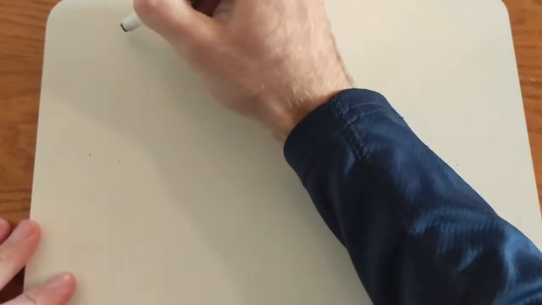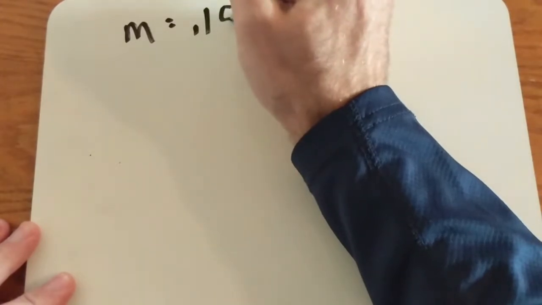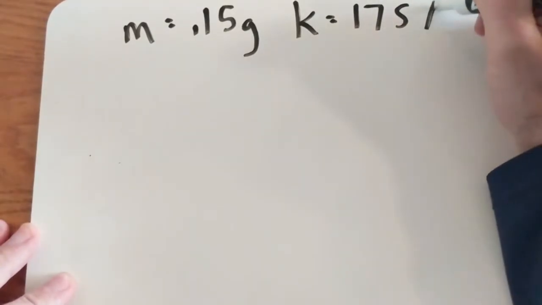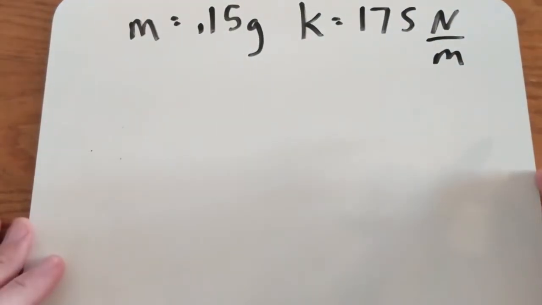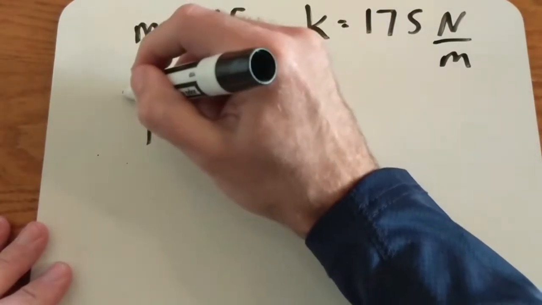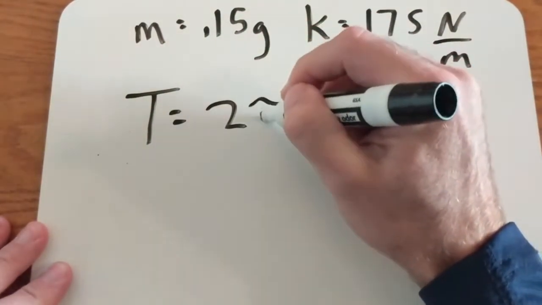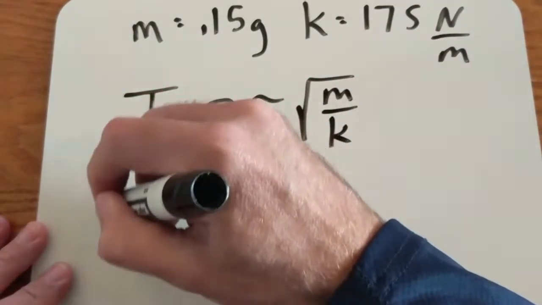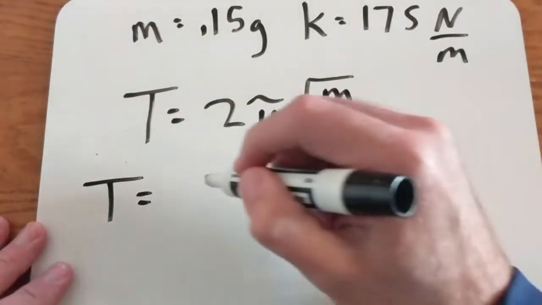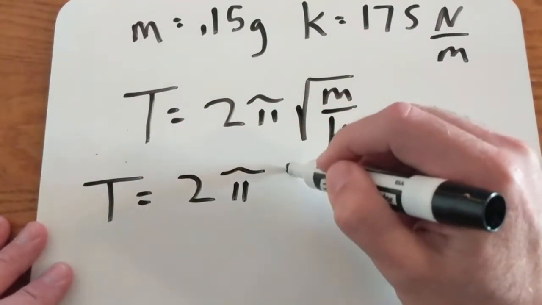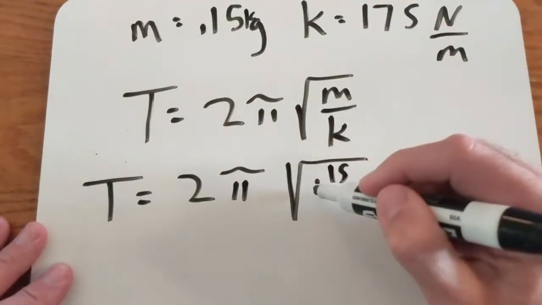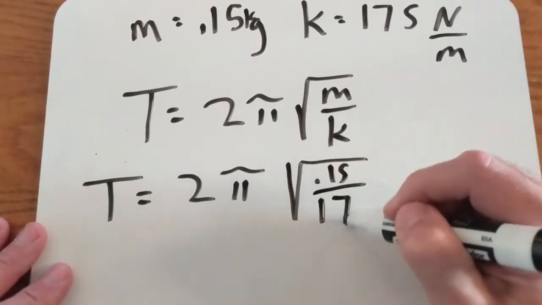Okay, so we see what the problem is giving us, and we'll write that down quickly. The mass is equal to 0.15 kilograms, and the spring constant is 175 Newton per meters. So they're just asking for the period, and we know Tominski equals 2 pi times the square root of Mr. Kaminsky. All right, so now we can just plug these numbers in. Period equals 2 pi, the square root of m, which is 0.15 kilograms, over 175.